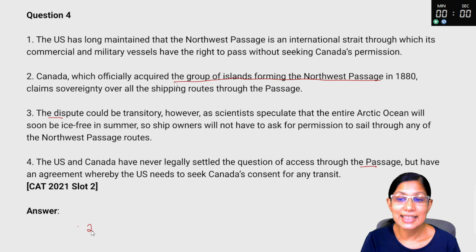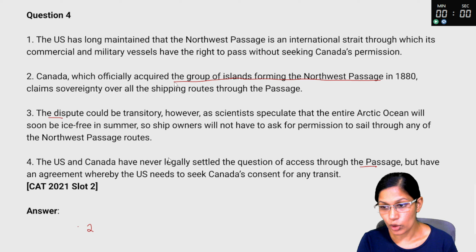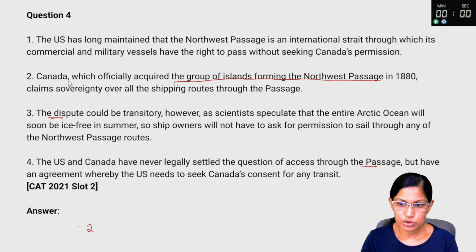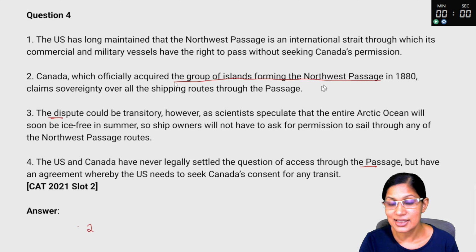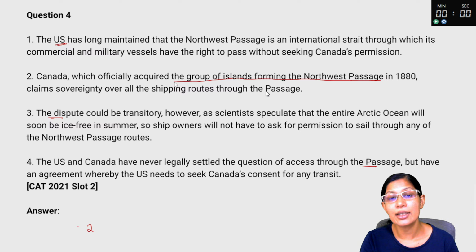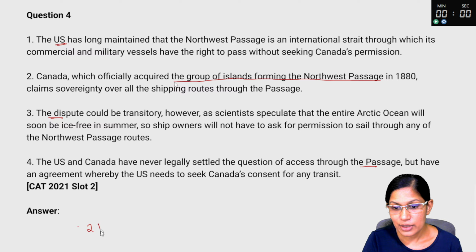I think now that we know the first sentence is statement 2, and this is of course logic which you can use going forward, now it becomes easier for us to understand what it could be. Why is that? This is saying the dispute. This is also saying US and Canada have never legally settled the question of access, right? So what's happening here? First, we only have Canada. Canada acquired or probably bought this group of islands which form the Northwest Passage. So maybe the shipping routes in between those form the Northwest Passage. Then you have the US which is being brought in over here, right? The US is saying that this is an international strait and we don't need your permission. You might own the islands, but we can go through the waters because it's an international strait. So you have Canada over here. You have two things here which are being introduced, US plus the dispute also.